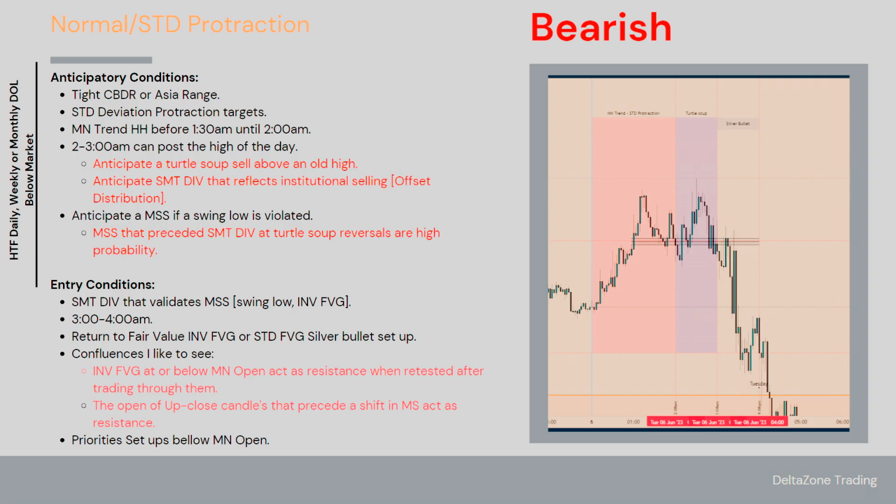Another aspect of our anticipatory skills in relation to this profile is that we can or should use deviations of the central bank dealers range and Asian range as targets to project the likely range the protraction can extend to. In this profile, the midnight trend should be seen to make higher highs than those in Asia. The trend should extend until 2 AM. Between 2 and 3 AM is when we expect the high of the day to form.